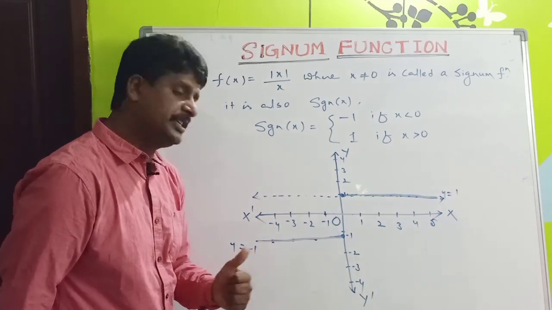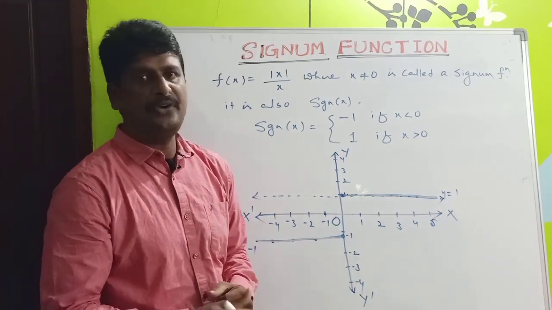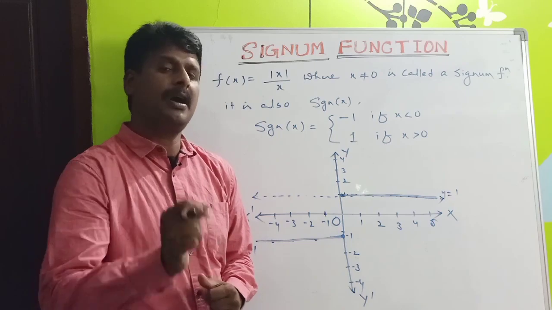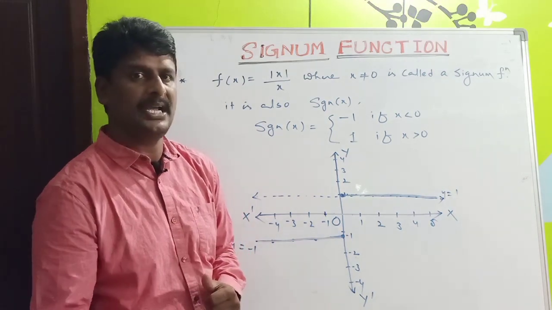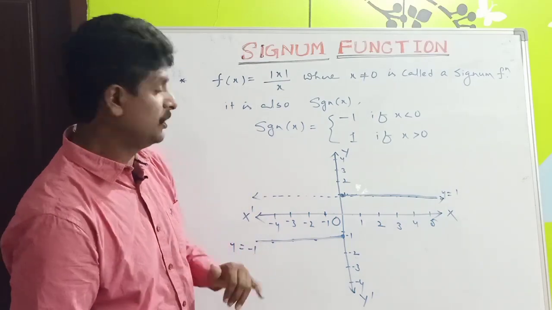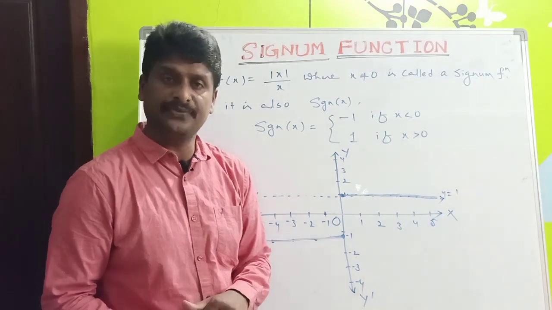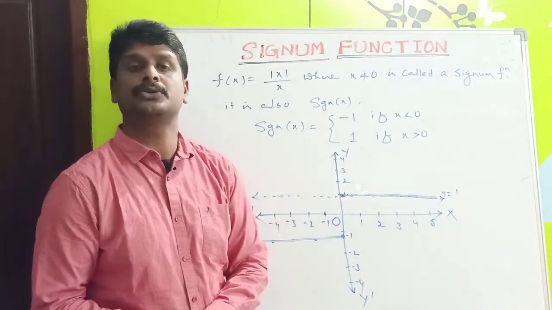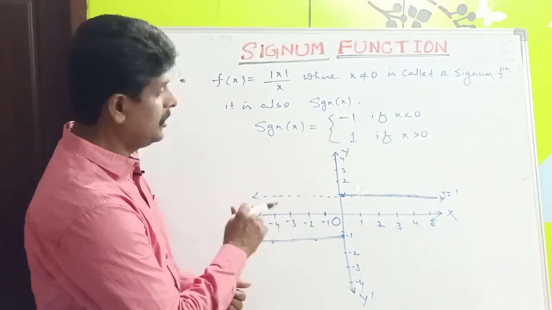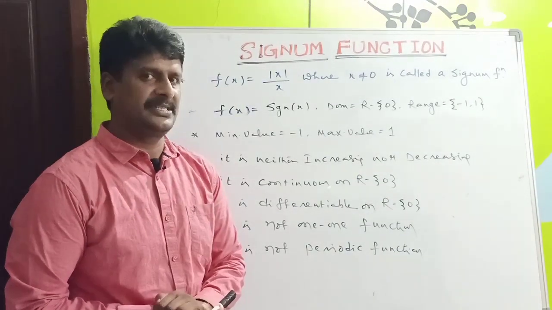Next, how to check its differentiability nature? Wherever the graph has a sharp edge, or else the graph is discontinuous at a certain point, at those points it's not differentiable. So it is continuous everywhere except 0, so that's why it is not differentiable at 0 also. So these are the properties. Let us write the properties.